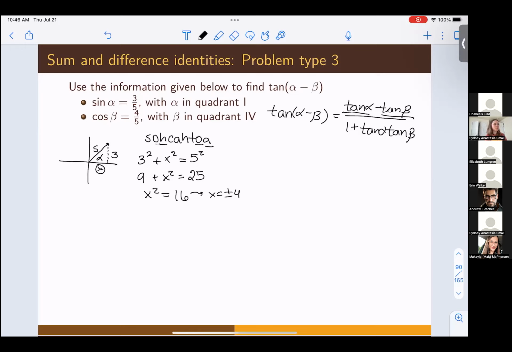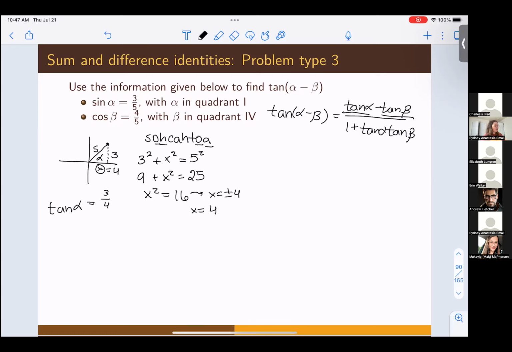The 3, 4, 5 triangle is nice. It pops up a lot. It's really nice when we recognize it. However, we know that this angle is terminating in quadrant 1, which means we're looking at a positive x value here. So x is going to be positive 4. So that's a 4 right there. Therefore, the tangent of alpha is equal to 3 over 4.